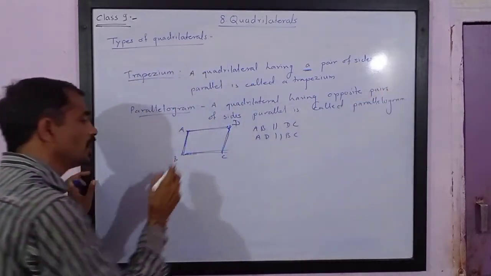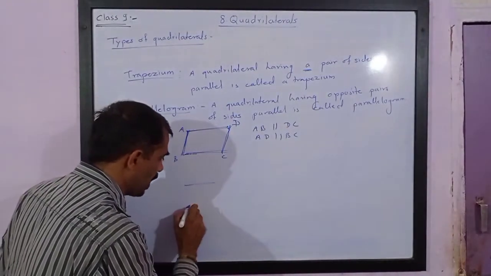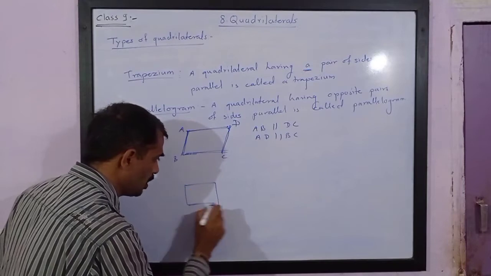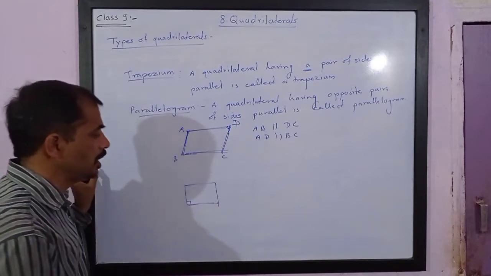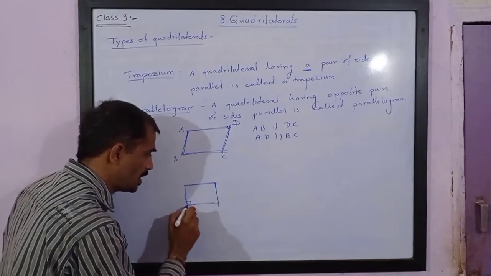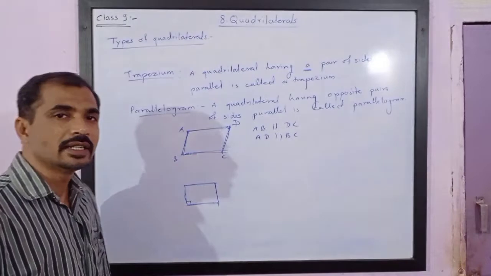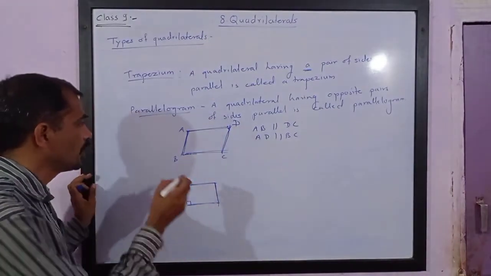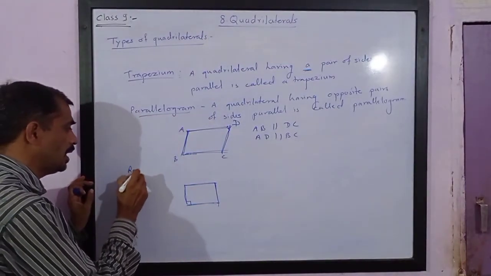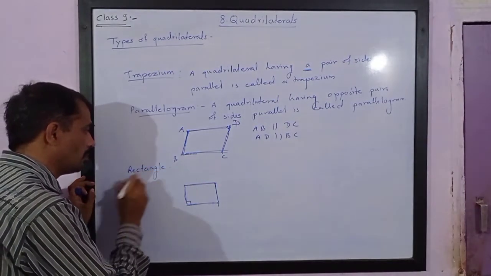Now see, if you take another special type of parallelogram whose opposite sides are parallel and one angle is a right angle. Please note, if one angle is a right angle and opposite sides are parallel, then we call such a quadrilateral a rectangle. So a rectangle is a special type of parallelogram.